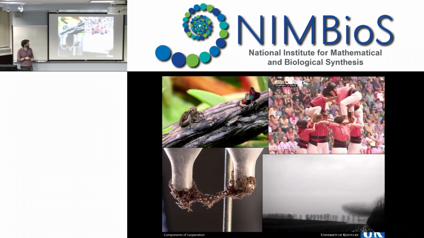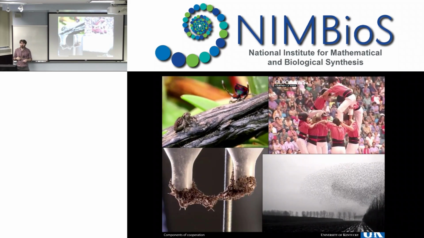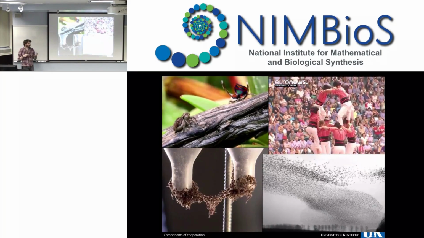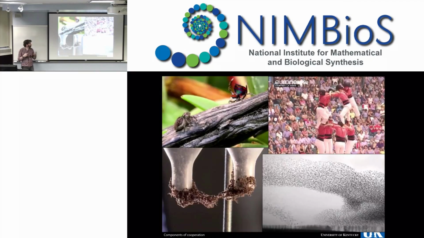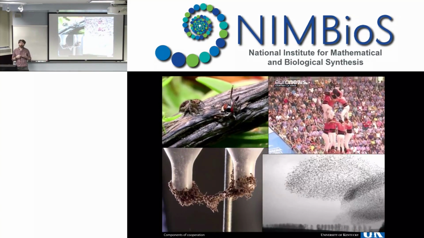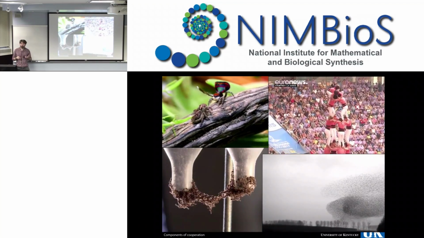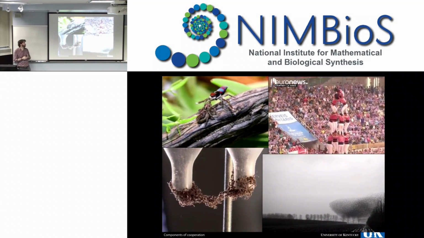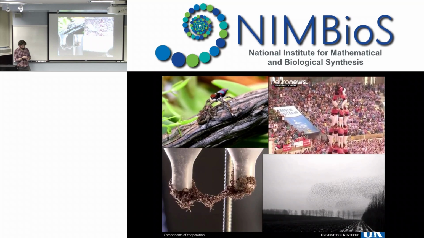An example here is a castell. It's a human tower that folks in Catalonia make as a community building exercise. They compete across different villages or cities. It's very cooperative, but individuals who are bigger and stronger are at the bottom of the tower forming the base, and individuals who are smaller and lighter are at the top.